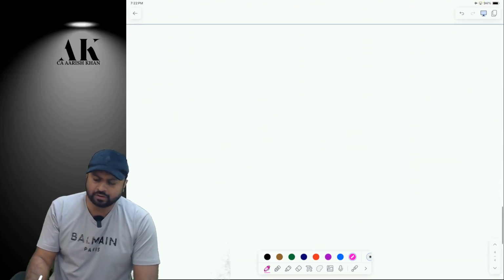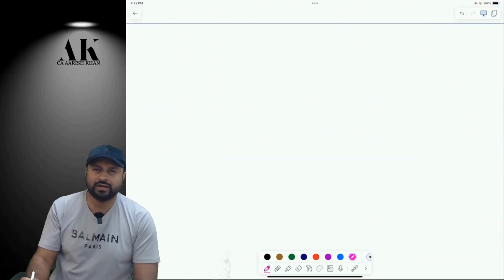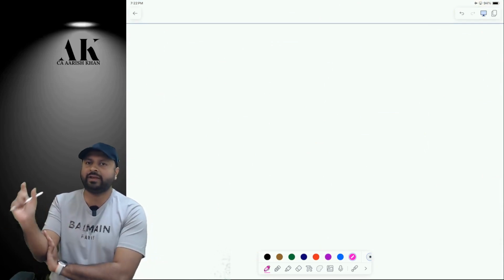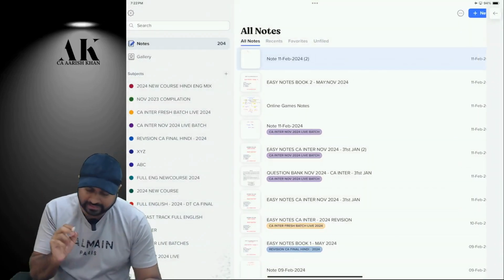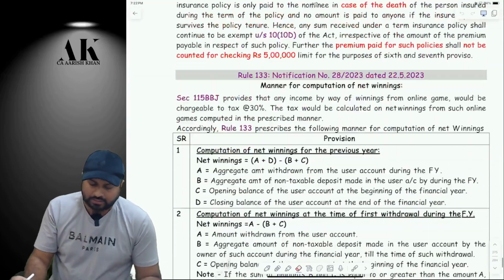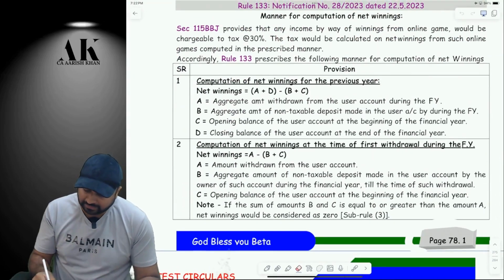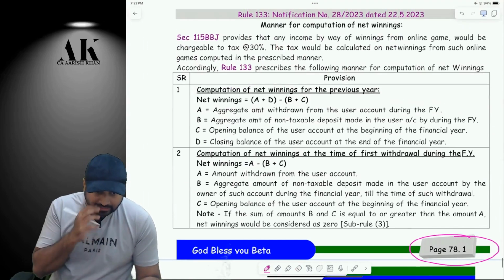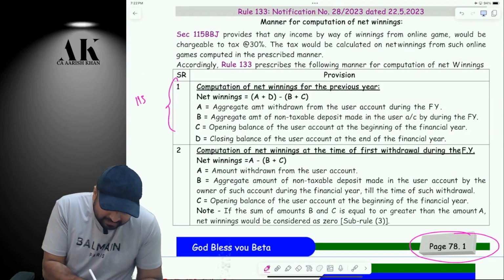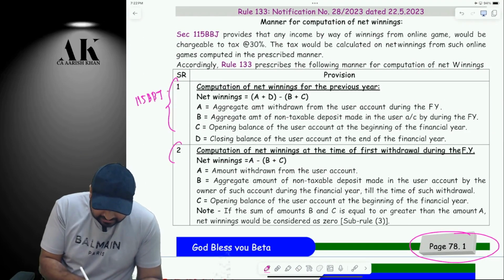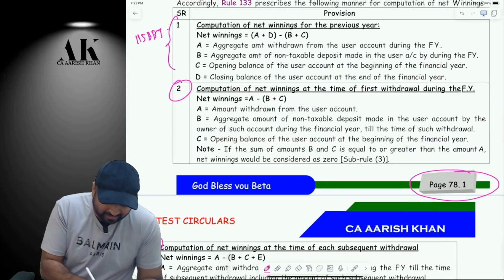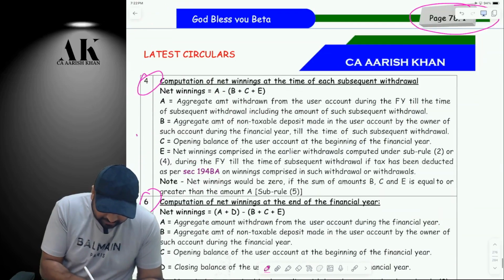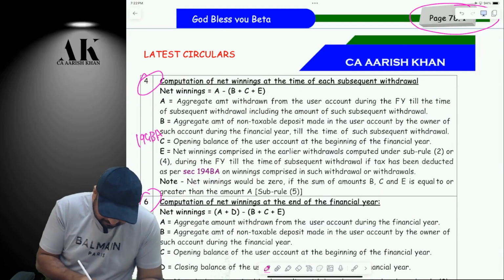So now, what is our objective today? Our objective today is to understand two things. First, what does 115BBJ have to say? And then what does 194BA have to say? On both of them, CBDT has issued a circular. In the book which I have given you, on page number 78.1, the first point is for 115BBJ to compute net winnings. And the second, third and fourth points are for 194BA.